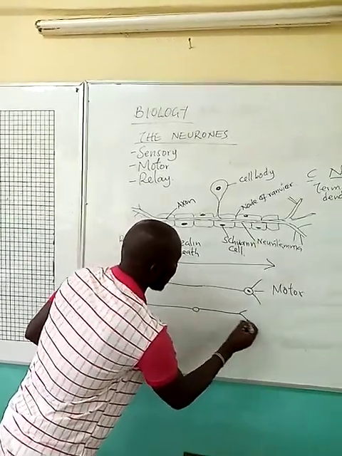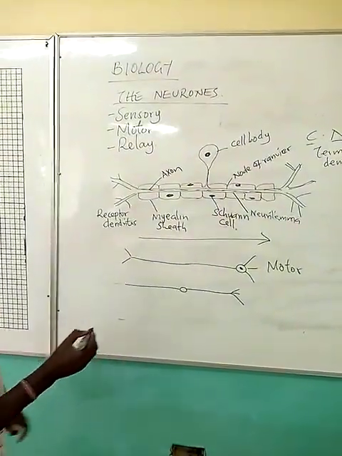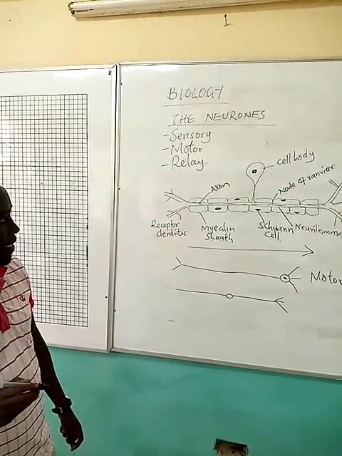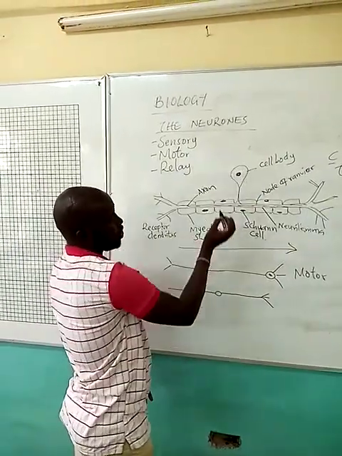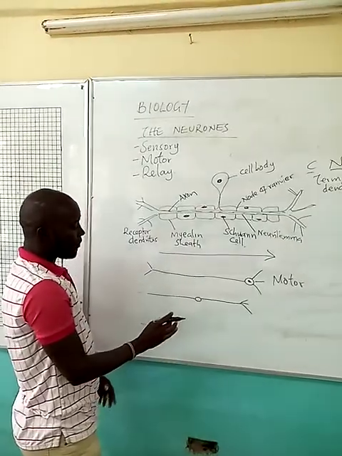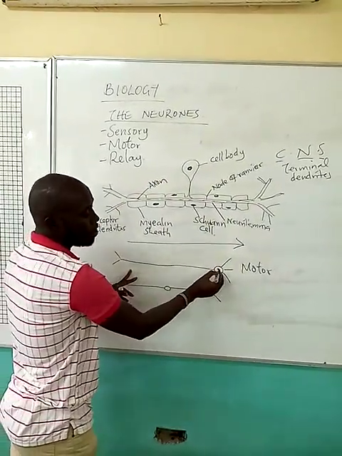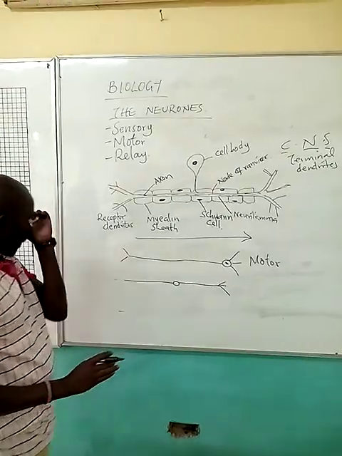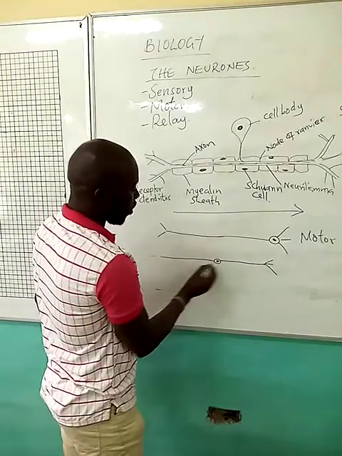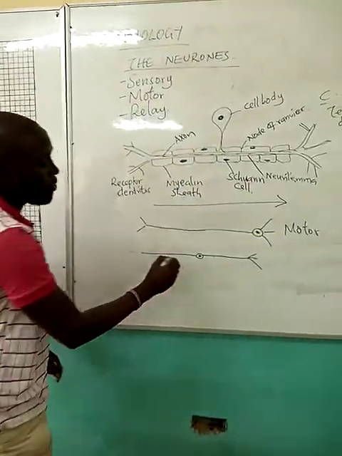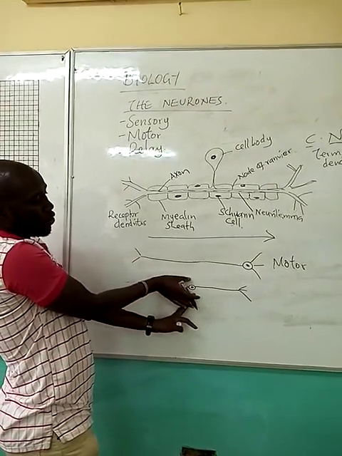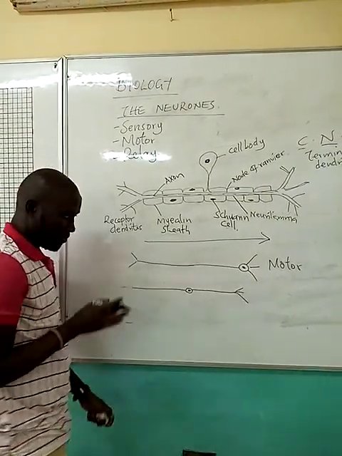So you can now see that the type of neuron is determined by the position of the cell body. I said that a sensory neuron has its cell body situated off the axon. We also have a motor neuron where the cell body is at one end of the axon. Then the relay neuron has its cell body occurring within. You can see that it is within the axon. So that is how we identify this.